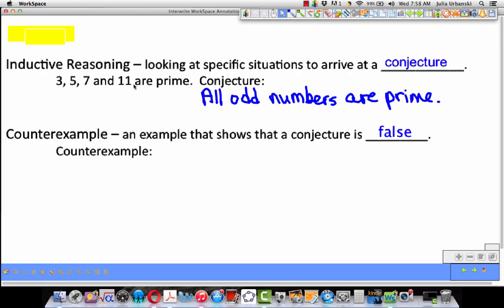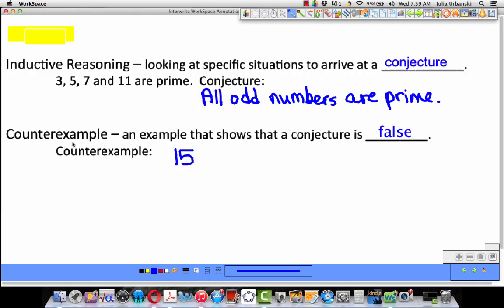And we looked at these numbers and we said, well, maybe all odd numbers are prime. The counterexample would be any example that shows that conjecture is false. So we need to see a number that is odd, so it would fit this part of the sentence, but yet it's not prime. So we need to think of any number that could be odd but is not prime. And there are a lot of examples. The first example that comes to mind is the number 15. 15 is an odd number, but it's composite because you could have 3 times 5 or 15 times 1. It's not a prime number.